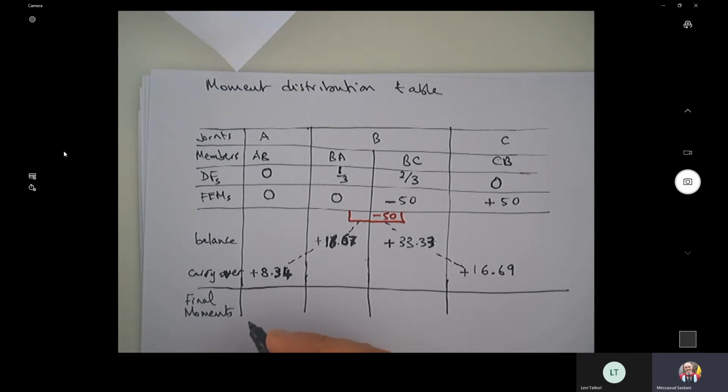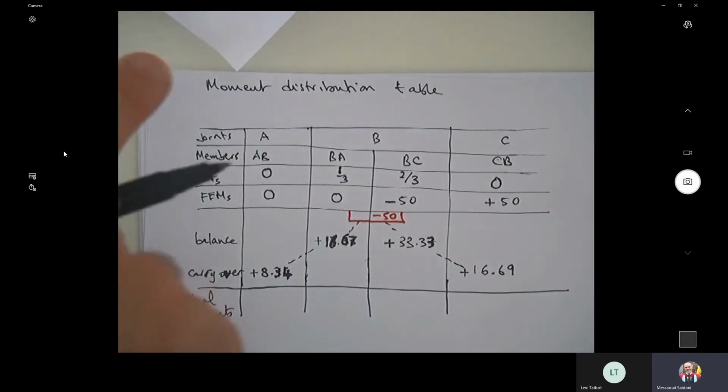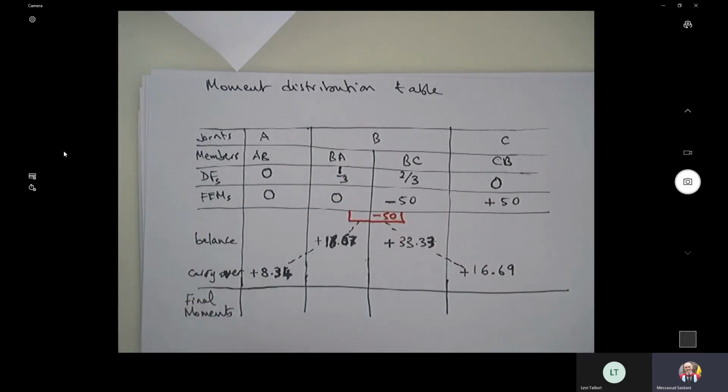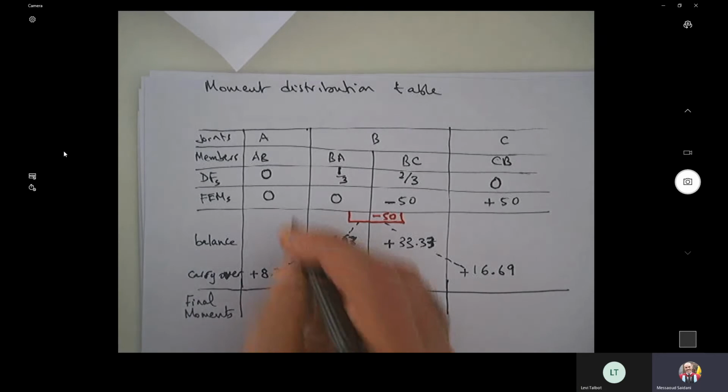When would we have to do balance and carry over more than once? If you have two members only, like here, it's always one. It's only if you have multi-span. Because here, if you have two members, you only have one joint in the middle to balance. Okay. So add them up.